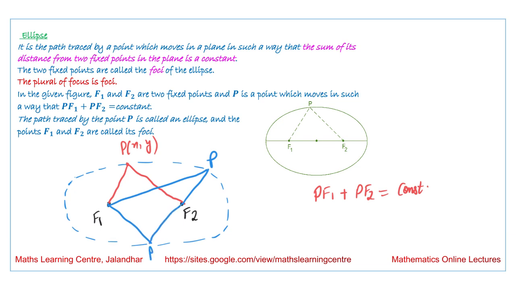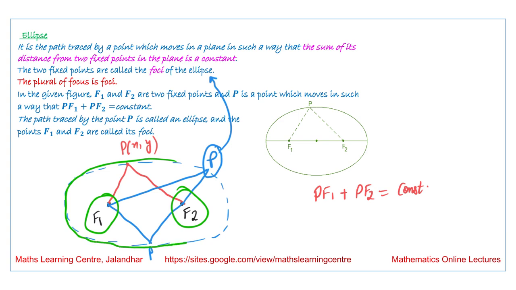So the collection of all such points P represents an ellipse, and these two points F1 and F2 are called the foci. Focus is the singular and foci is the plural. So F1 and F2 are the foci of the ellipse, and this locus is the ellipse that we have.